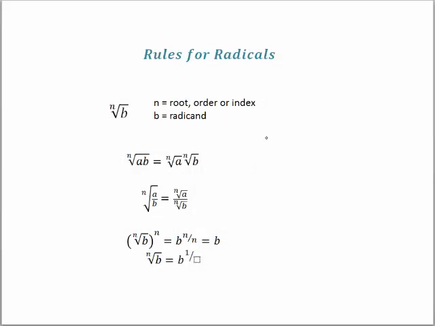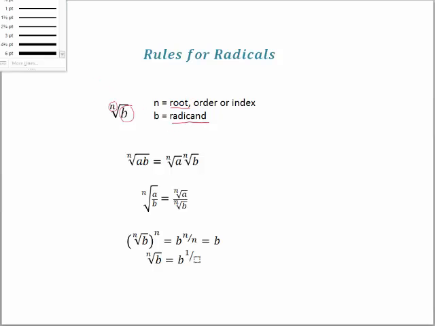Here are some rules for radicals. First of all, we have to understand the definitions. This part right here, the n, refers to the root, order, or index. I commonly use root. And anything underneath the radical sign is referred to as the radicand.